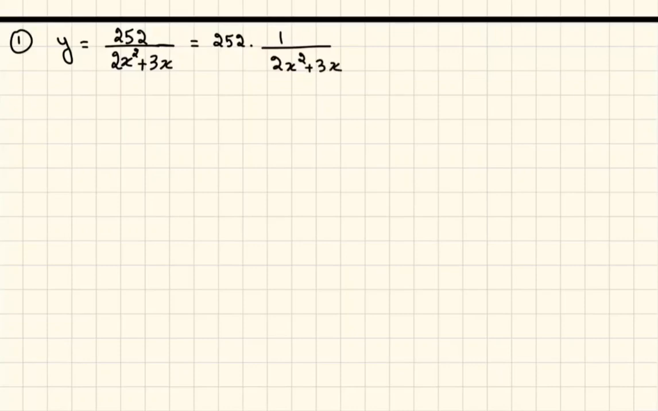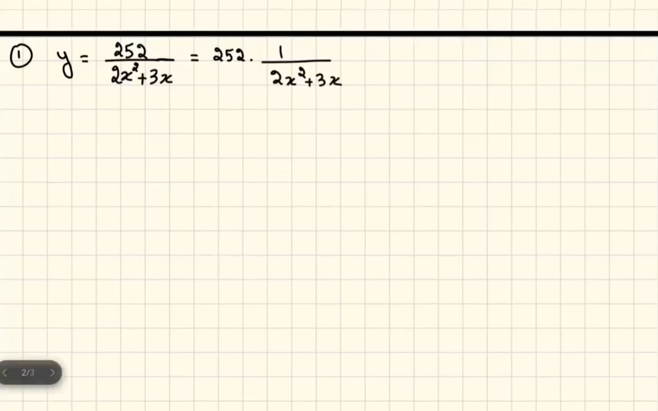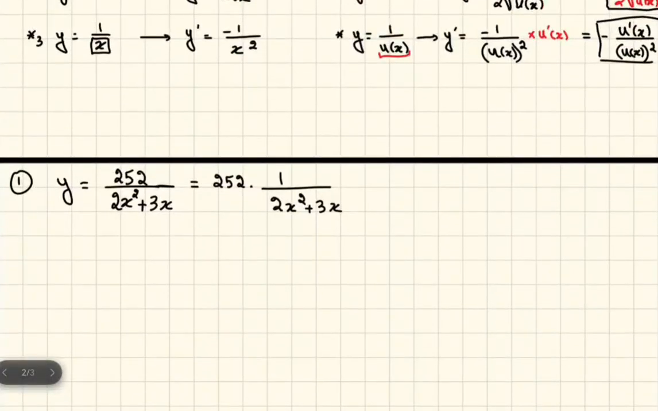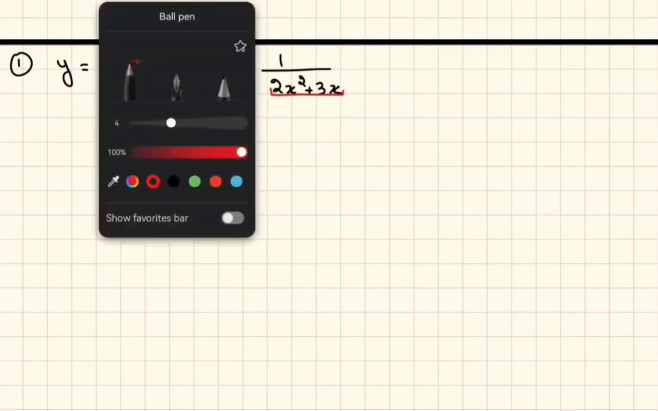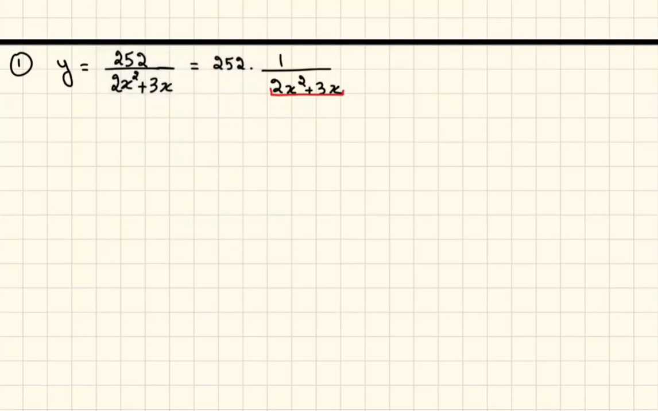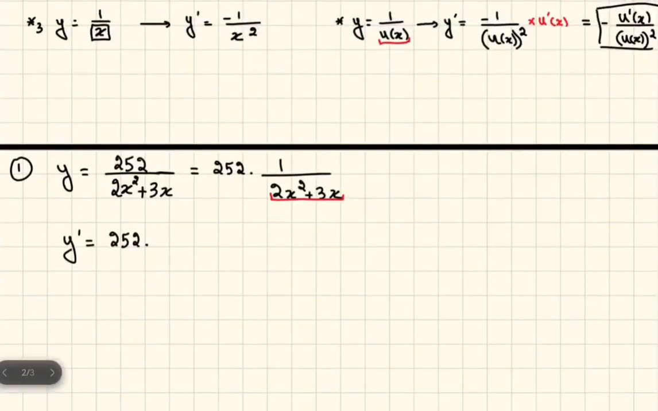So I'm doing the question similar to the last one we did, the 1 over u of x. In this case, u of x is what we have in the denominator. So I wrote it in the form 1 over u of x. Once I write it this way, I know my answer will be the 252. I don't care about it. Whenever you have a constant number multiplied by a function of x and you're doing a derivative, the number stays the same. The 1 over u, look at the rule, it becomes minus u prime over u squared.